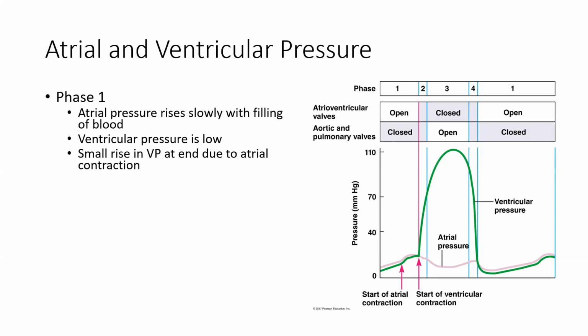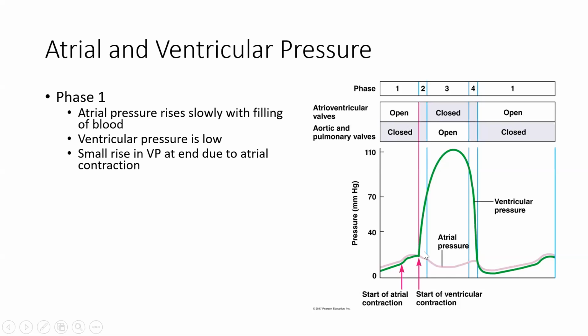During phase one, we've got the atrial pressure rising slowly as the blood spills out of that chamber. The ventricular pressure is still quite low, and we have a small rise in the ventricular pressure at the end due to the rise in the atrial pressure. So basically, these two graphs look the exact same because as the atria squeezes, remember we said towards the end of diastole, the atria begin to squeeze to get that last bit of blood out, then that creates a rise in the ventricular pressure as well.